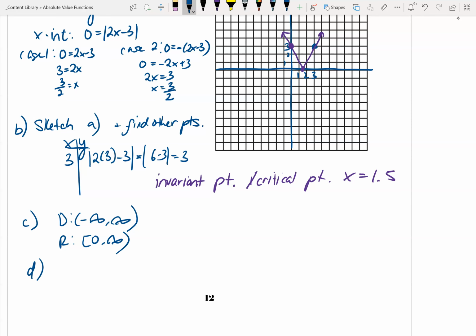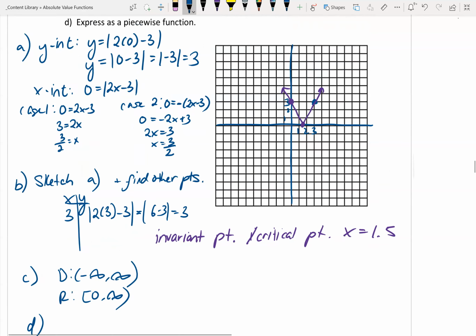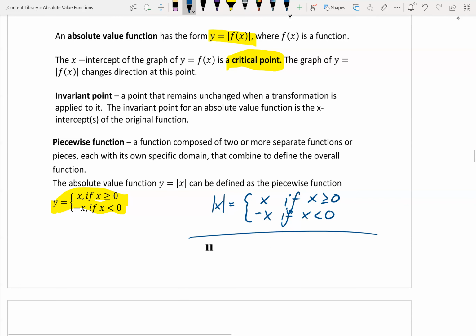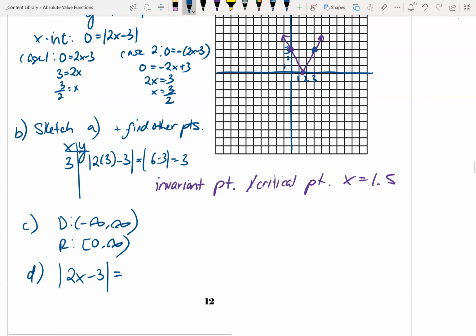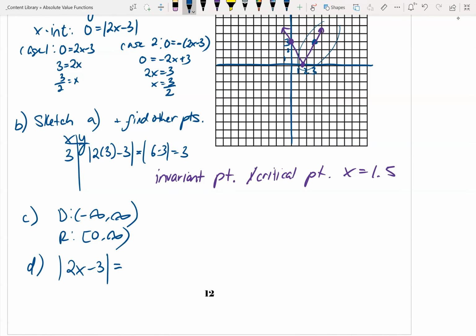Last question, we're going to express this as a piecewise function. So this is going to look something like what we have here. In this case, the absolute value of 2x minus 3. Our first portion in the positive direction is going to be 2x minus 3 when x is greater than 1.5, which is our invariant point. It's going to be minus (2x minus 3) whenever x is smaller than our invariant point.